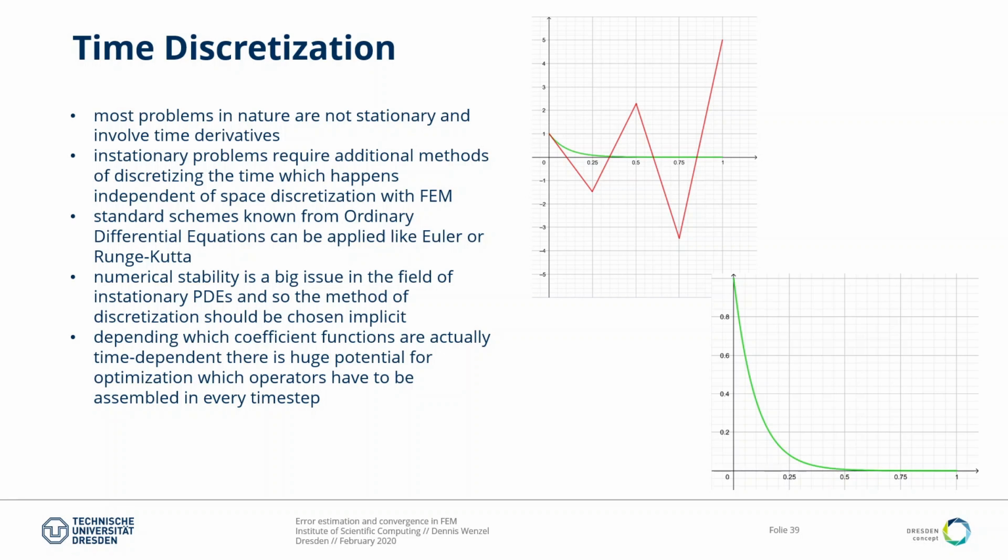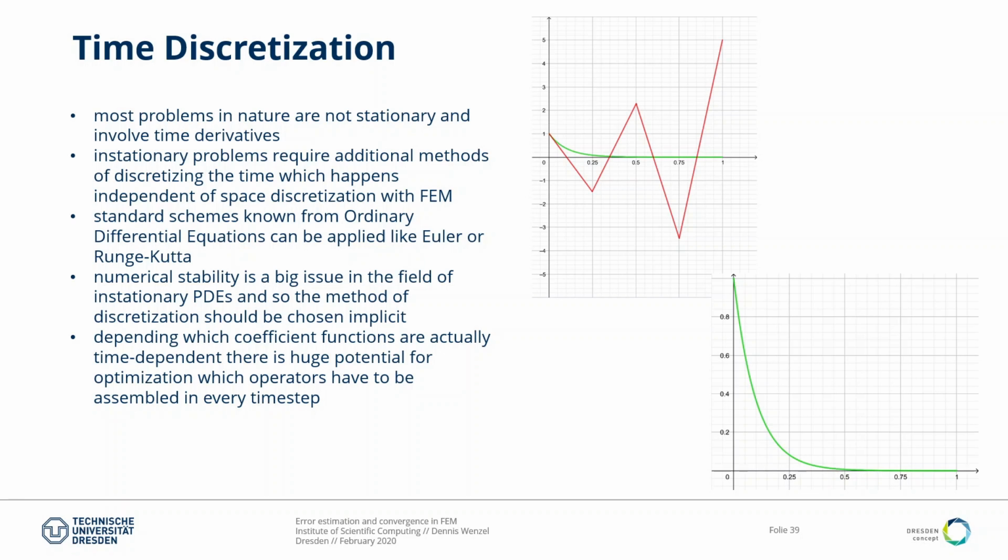We've also seen that numerical stability is a big issue in the field of instationary PDEs, so you should always choose implicit methods. You see here on the right those two examples for the simple ordinary differential equation with the green exact solution, where you had this huge spiky behavior in Euler's explicit formula, which should not be the case. So you should always take care of stability there.